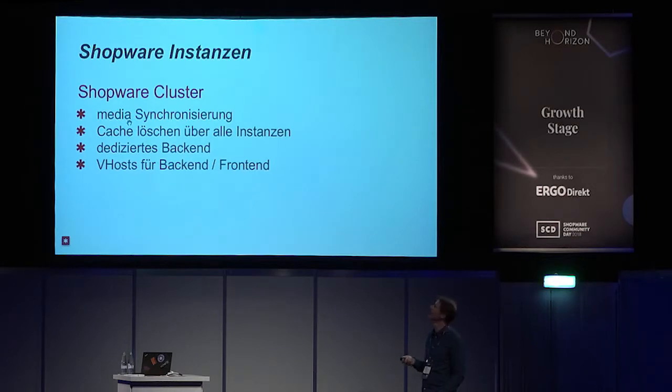So what do we need? We need media synchronization, a mechanism which helps us to make sure that the caches are deleted. And it was also helpful to have a dedicated backend. So editorial work control in the shop is also feasible when the front ends are busy doing something else. And we do that with different host names.